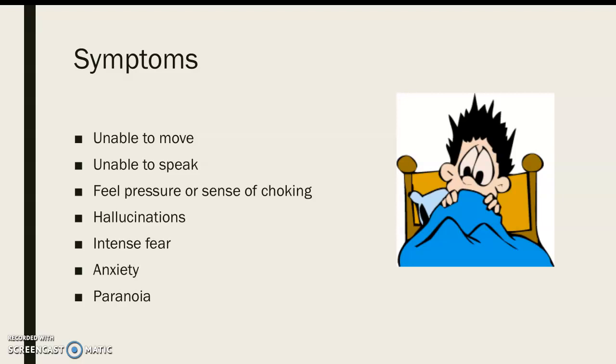These symptoms may include the inability to move and the inability to speak. Some may experience a feeling of pressure or feel as if they are choking. Hallucinations are common, including visual, auditory, and sensory hallucinations. These hallucinations can lead to intense fear, anxiety, and paranoia during this episode.